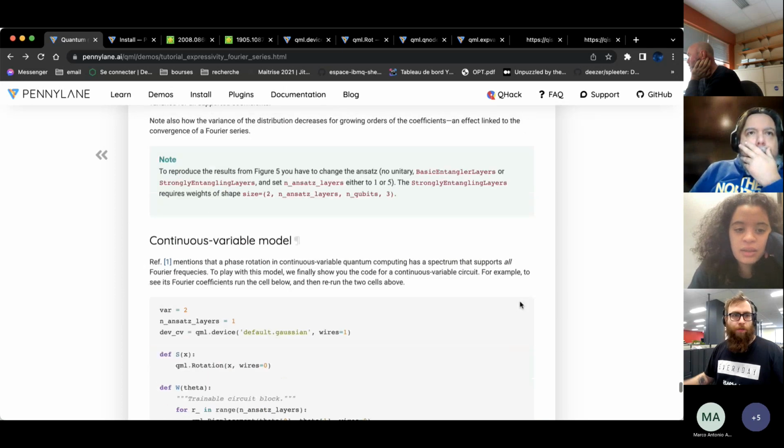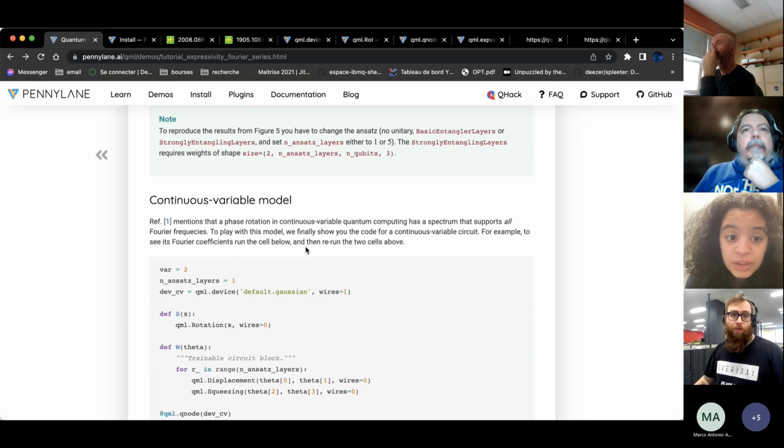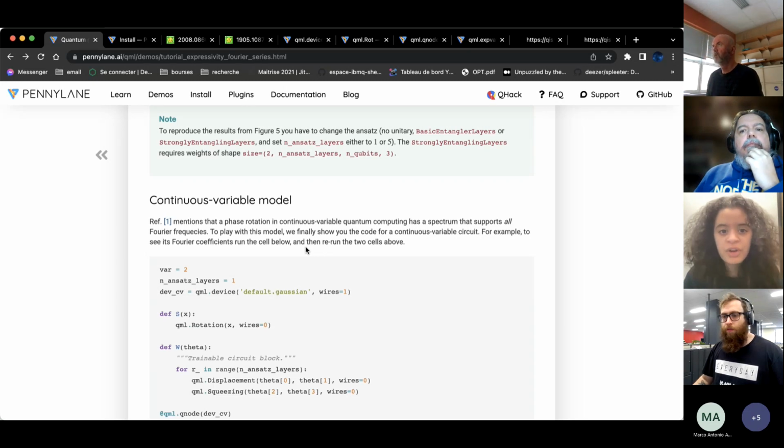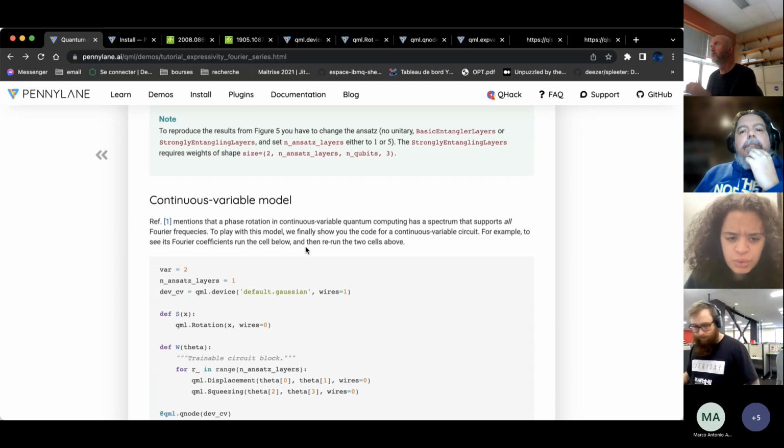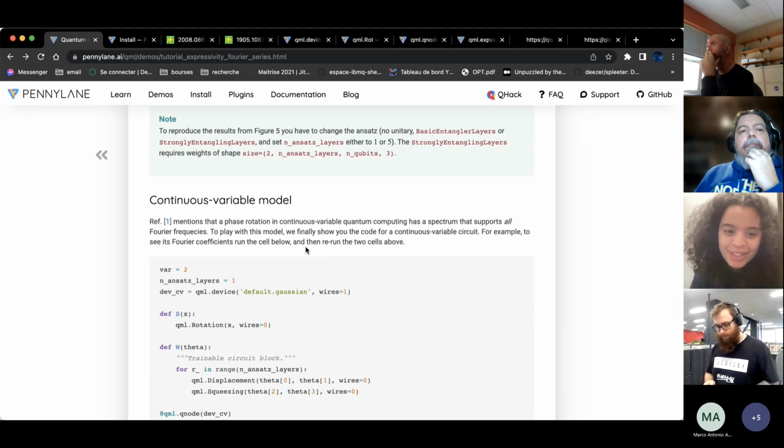And then last, here they talk about the continuous variable model. We're not going to talk about that because this is not what we use in our case. We don't use a continuous variable model. We don't have access to the architecture to use this model.